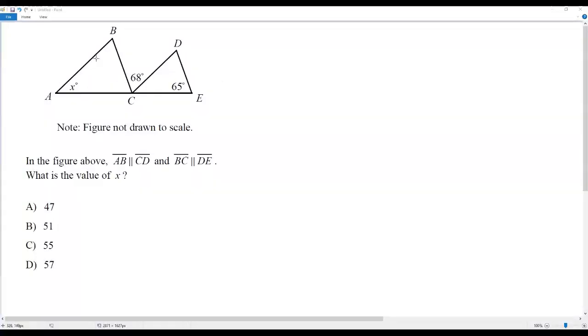Here we have a geometric question on angles. Okay, let's go to the question. In the figure above, line segment AB and line segment CD are parallel. Line segment BC and line segment DE are parallel. What is the value of x?